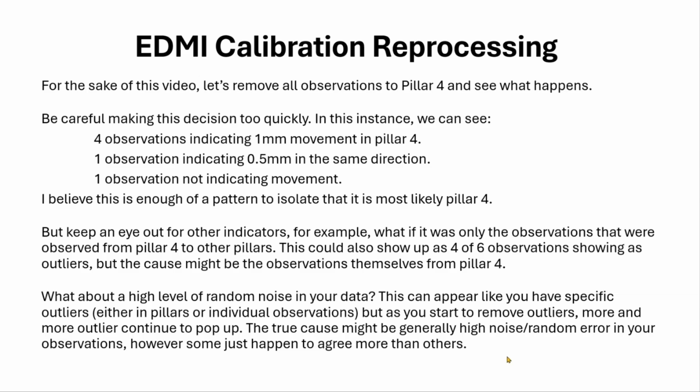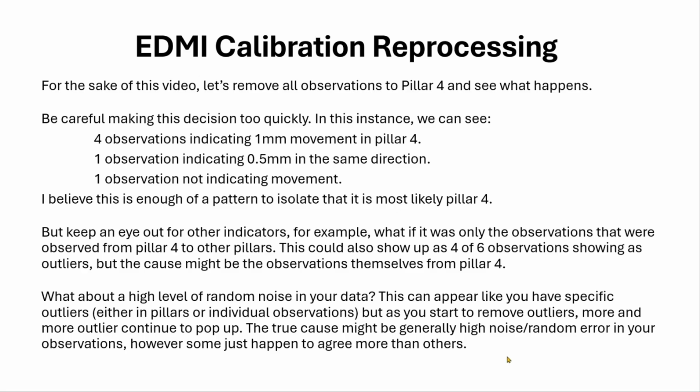In this instance, we can see 4 observations indicate 1 millimeter movement in pillar 4. 1 observation seems to indicate half a mil movement in the same direction, and 1 observation seems to not indicate movement at all. But I believe this is enough of a pattern to isolate that it is most likely pillar 4 that is causing the problems. But keep an eye out for other indicators as well. For example, what if it was only the observations that were observed from pillar 4 to the other pillars?